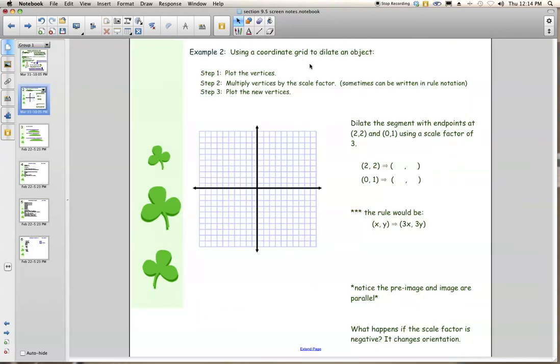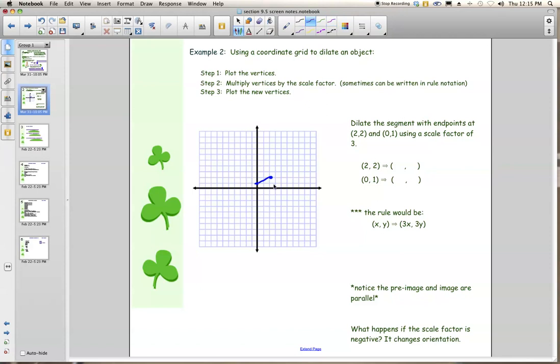Another type of example that you are going to see is one where you start with the pre-image and then you actually use the scale factor to multiply and then create a new image. In this case, we're going to dilate a segment with endpoints that are at 2, 2 and at 0, 1. And we are going to use a scale factor of 3. So our first coordinate is at 2, 2. Our second coordinate is at 0, 1. This is our pre-image.